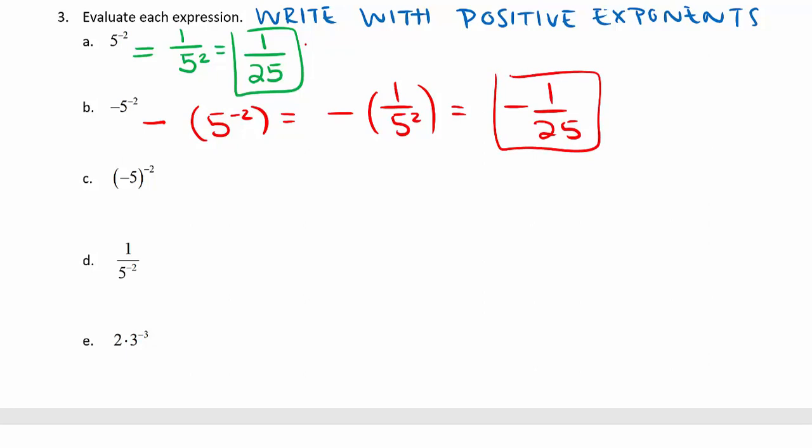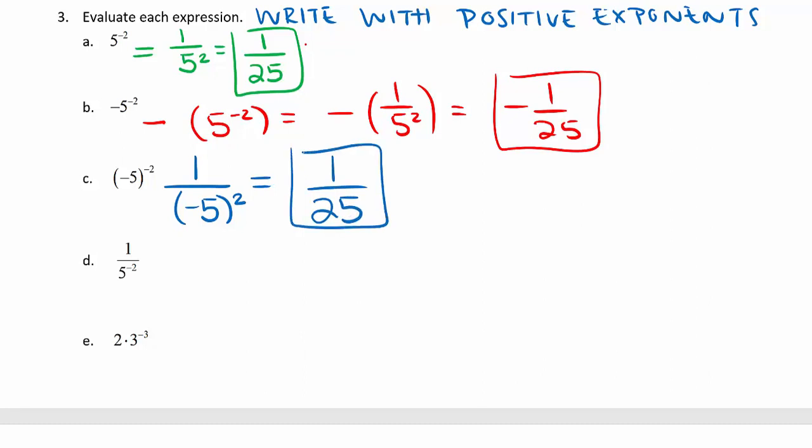But if you have parentheses like in example C, the exponent does apply to the negative. And so to rewrite this one with positive exponents, I would actually bring that negative 5 to the bottom in order to make that exponent positive. Now negative 5 times negative 5 is positive 25, and so those parentheses actually change my answer a little bit.